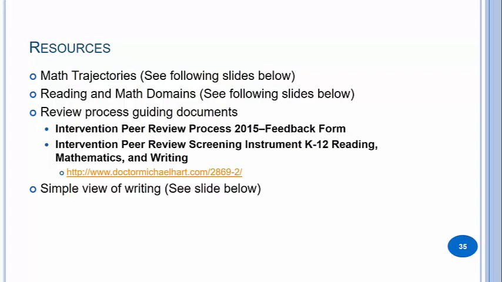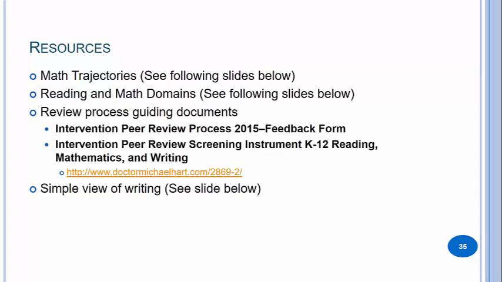I'm going to review the slides below in a second, but I really wanted to focus on the third bullet here. As I mentioned earlier, Ty and her team put together these really clean and tight feedback forms for the peer review process for intervention and the peer review screening instruments for K-12 reading, mathematics, and writing. The link there will take you to a page that will allow you to download both of those in a Word doc, because if you're in a particular district and you need to tweak it a little bit, you'll have the foundation there. That, to me, is one of the best takeaways that Ty has provided today, because they're just so clean and so tight, and obviously a reflection of a ton of thinking about the levels that she was talking about earlier today.